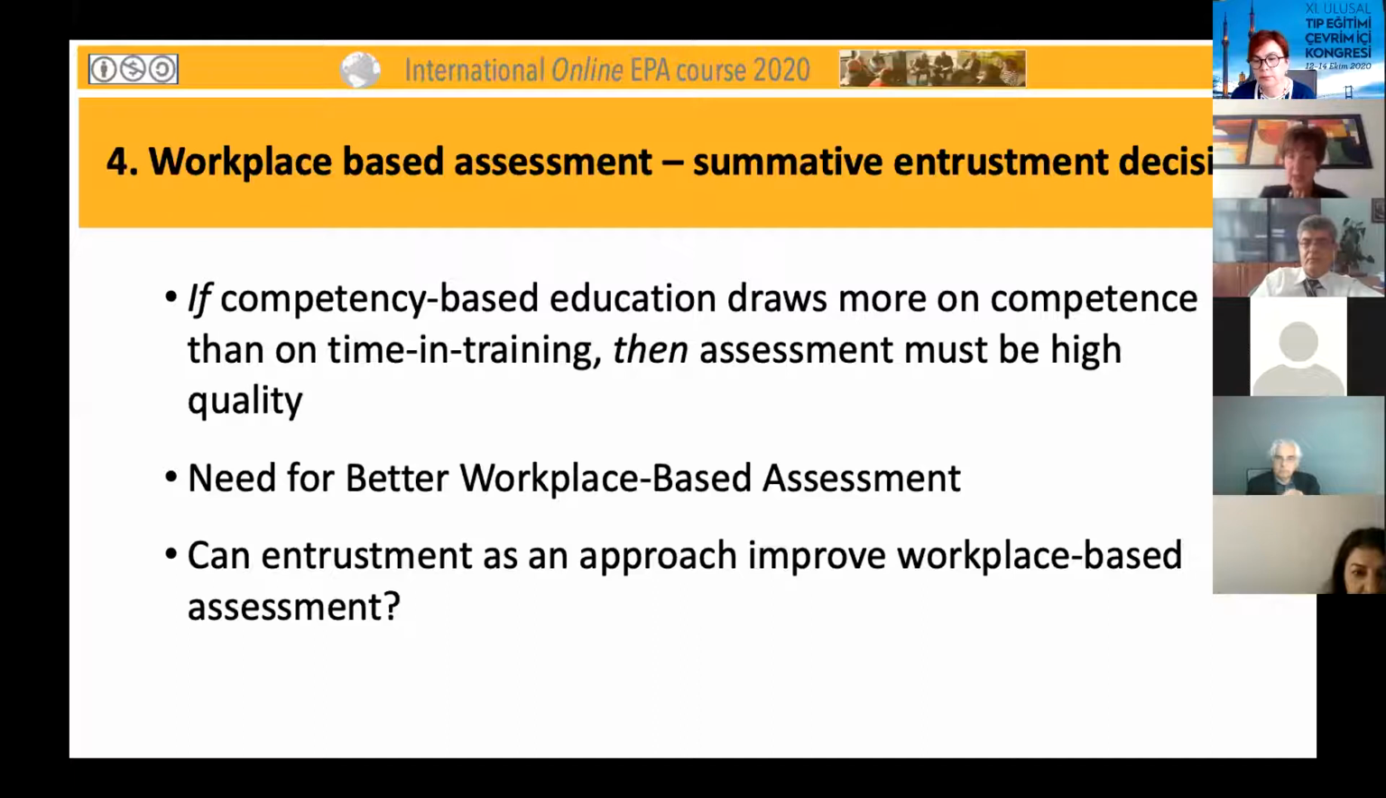Now, if competency-based education draws more on competence than on time, then assessment, of course, should be very high quality, because we don't have time. Your time is up, so you have to go. No, we say, do you need the standard? Are you at the standard? And then I will let you go. So are we satisfied with our workplace-based assessment? Well, I think there's still need for improvement. And I want to show you how entrustment can improve workplace-based assessment.